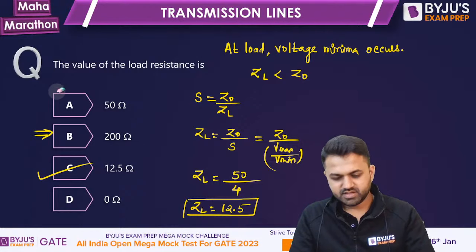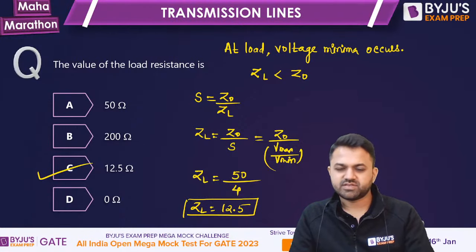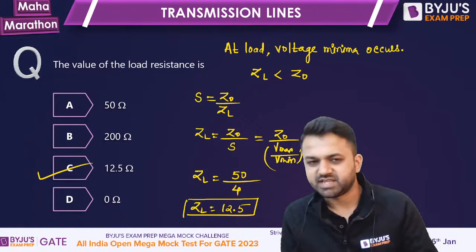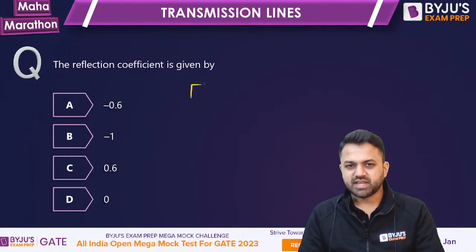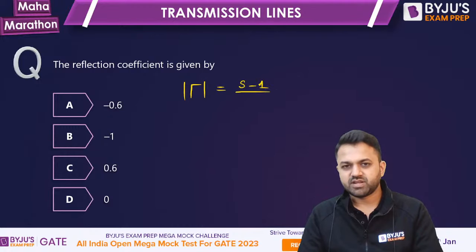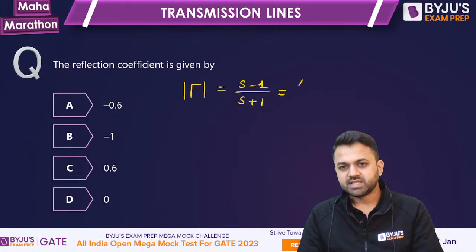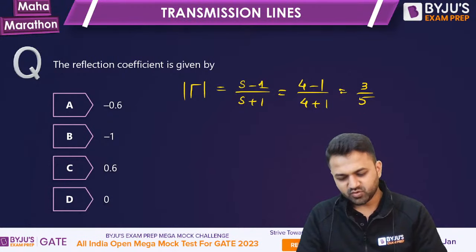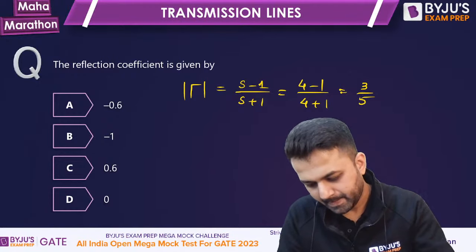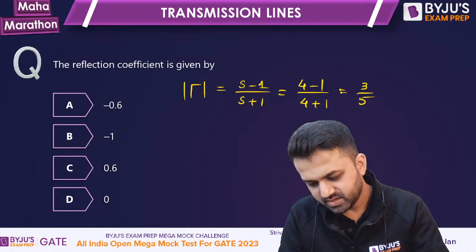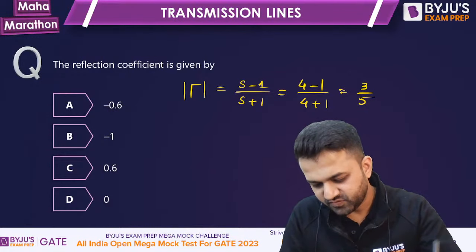Yeah. So this is the simple thing which may be missed or which may not be seen in the diagram. Now, what is the reflection coefficient? Because we have calculated the standing wave ratio, the mod of reflection coefficient is S minus 1 divided by S plus 1, and this is 4 minus 1 divided by 4 plus 1. So it is nothing but 3 upon 5. So what will be the reflection coefficient?